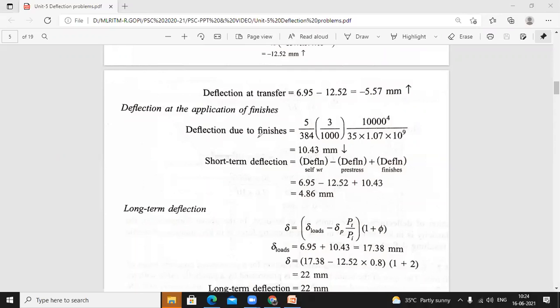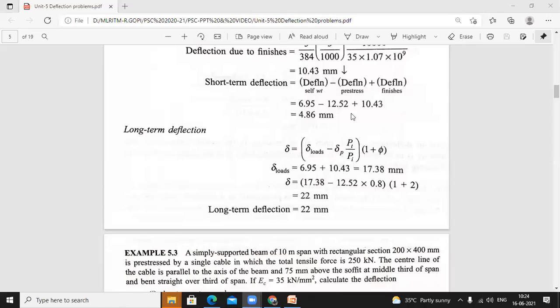In the question they didn't ask for short-term deflection; they asked for long-term deflection. How to calculate long-term deflection? For this we have one formula: long-term deflection equals deflection due to loads, here meaning self-weight and live load, plus deflection due to prestress only, into loss ratio, into 1 plus creep coefficient.